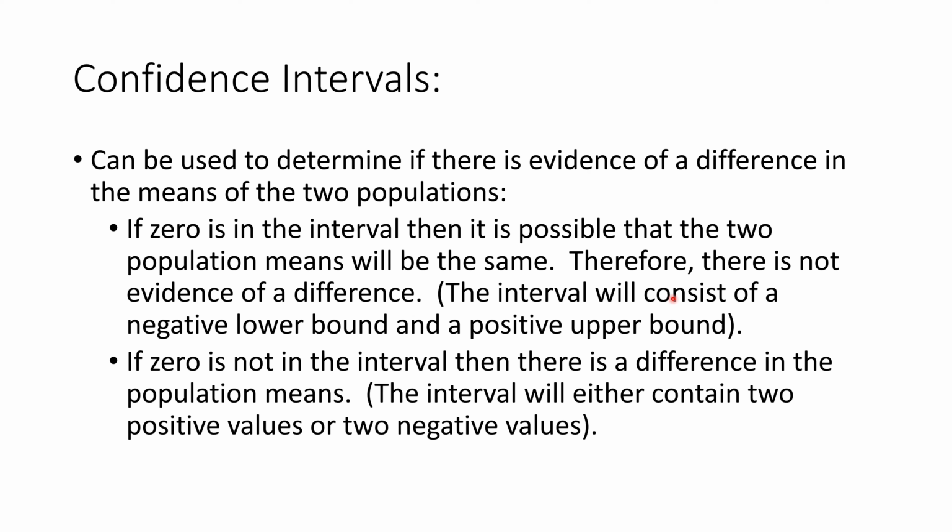If the interval consists of a negative lower bound and a positive upper bound, this implies that zero is in the interval. If zero is not in the interval, then there is a difference in the population means. In other words, the interval will either contain two positive values or two negative values.